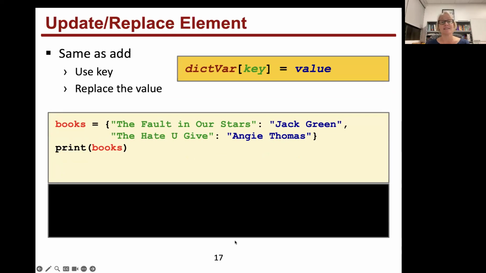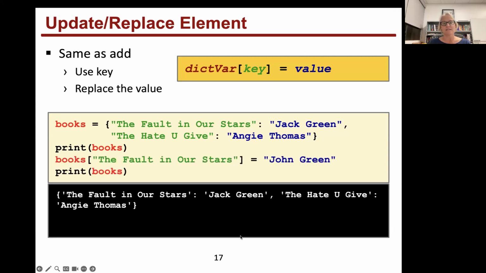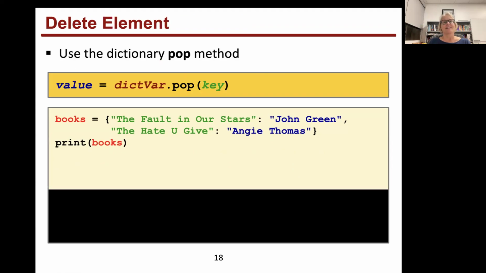We can also use this same notation for updating or replacing an element. Say I have The Fault in Our Stars and I typed in Jack Green instead of John Green, and I want to update that. So we can use the exact same syntax, use that key, The Fault in Our Stars, and reassign the value to be John Green. So it just replaces Jack with John. Okay, so same syntax.